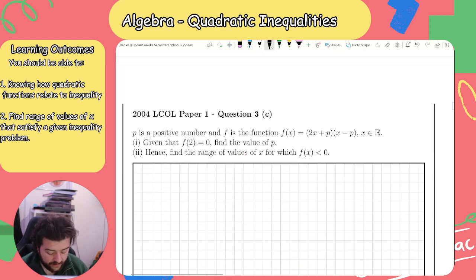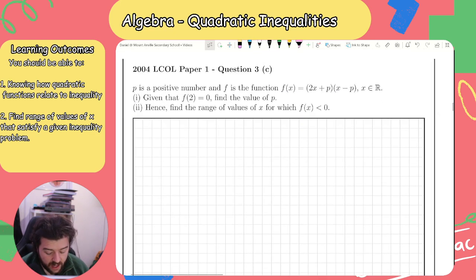Right? And the final one I have here is from the 2004 Leaving Cert ordinary level paper. So p is a positive number. That seems very important. I'm going to highlight that. P is a positive number and f is the function f of x equals 2x plus p, x minus p. Given that f of 2 is equal to 0, find the value of p.